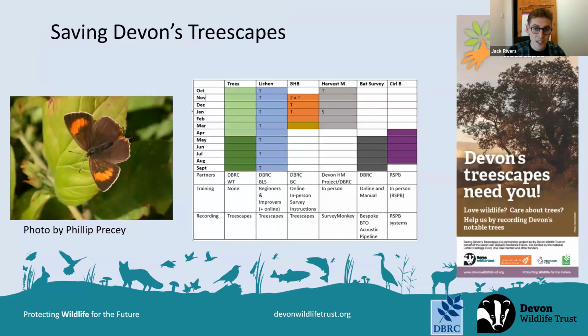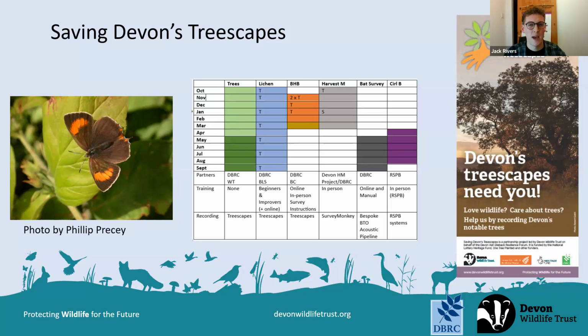Next is Saving Devon's Treescapes, a really fantastic project led by Devon Wildlife Trust, and it's still ongoing. They're actively addressing the threat of ash decline resulting from dieback. It's expected that we'll lose about 90% of our ash trees, and that will have a massive impact on species that rely on ash, but also trees in the landscape as a whole. So they've been working with communities and motivated individuals to survey and monitor wildlife that utilise both ash and the wider treescape.